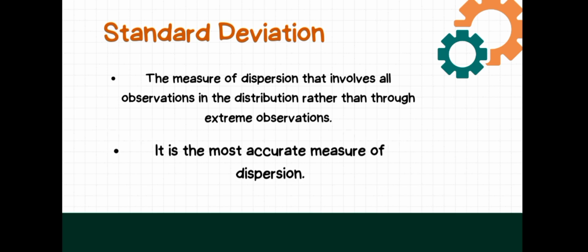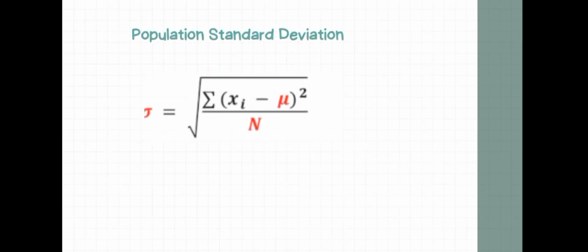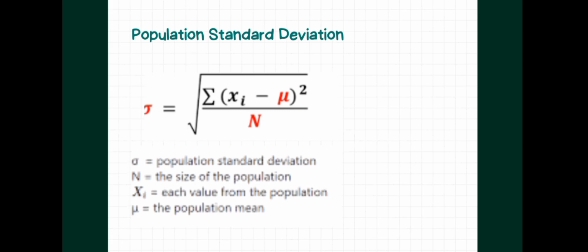Meron tayong dalawang formula for solving the standard deviation, the population and the sample. Punta muna tayo sa population. Population standard deviation. Kung makikita natin, yung nasa upper part, yan ang formula ng standard deviation. Ang basa dyan is sigma is equals to square root of summation of x minus mu raised to 2 over n.